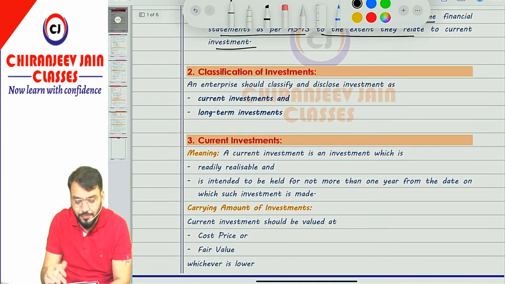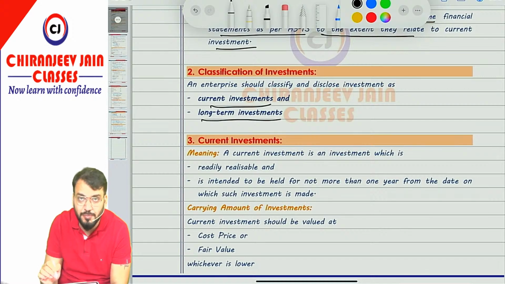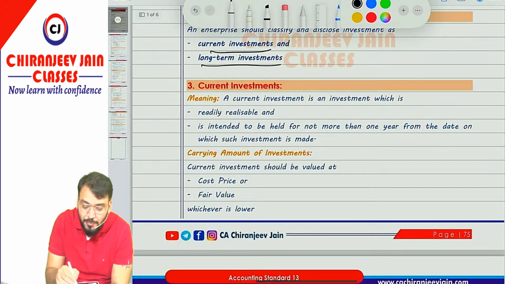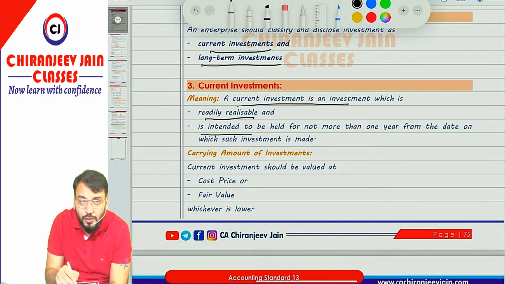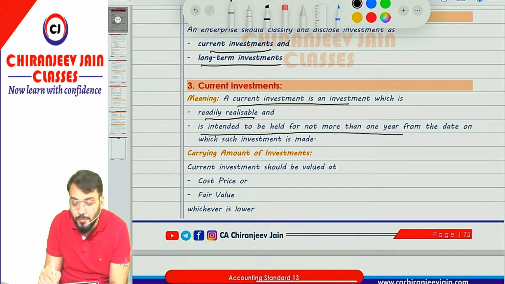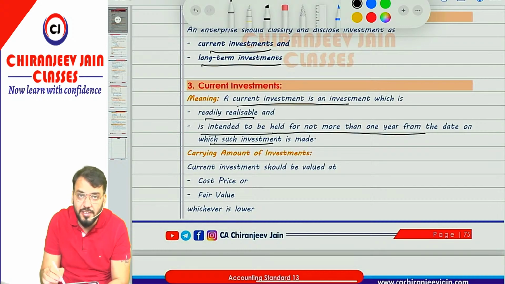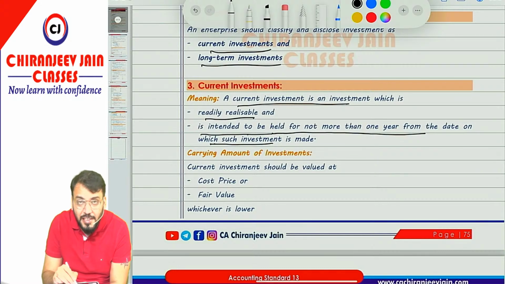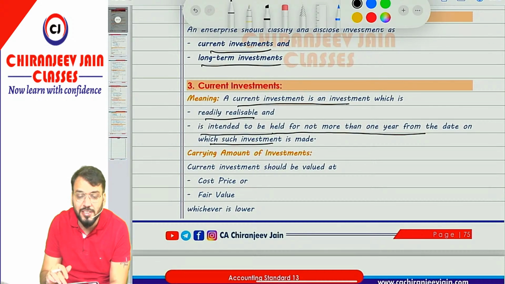Now for the purpose of measurement, all investments are divided into two categories. One is known as current investment, one is known as long term investment. Correct? So what is current investment? Current investments are those investments which are readily realizable, which can be realized easily, and are intended to be held for not more than 1 year from the date of their purchase, meaning when such investments are made. So there are two conditions: they are readily realizable and are intended to be held for not more than 1 year from the date of acquisition. If these two conditions are satisfied, then the investment will be known as current investment.